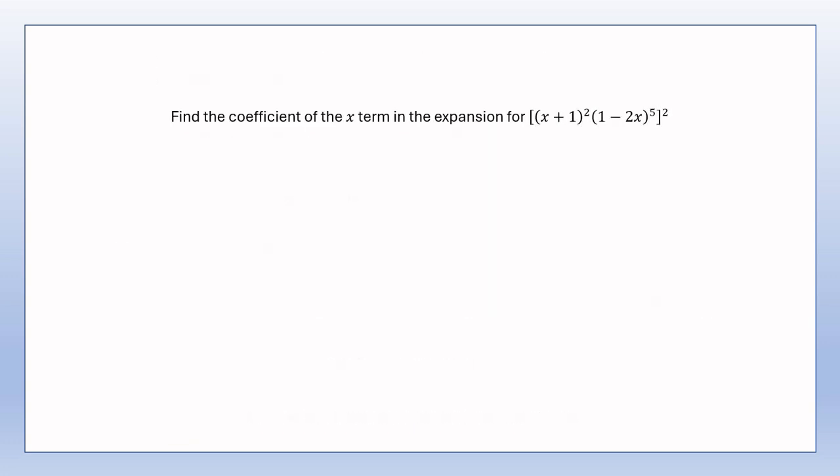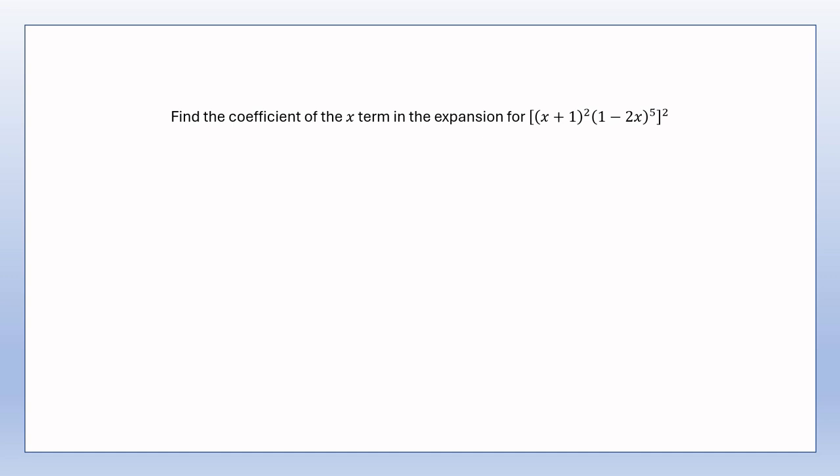Question 2. Find the coefficient of the x term in the expansion of (x + 1)² times (1 − 2x)⁵, all squared. Okay, so one of the worst things you can do here is to just start expanding everything out willy-nilly. Don't bother, because it'll take forever and it's a waste of time. Think carefully about what you have and try to plan ahead a bit. There's surprisingly little work involved in this, so let's have a look.